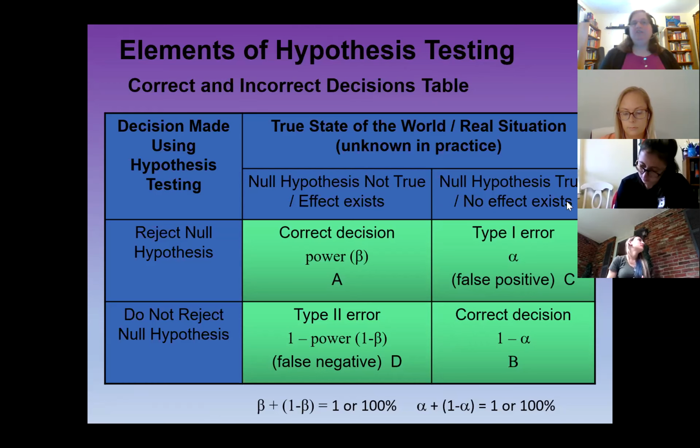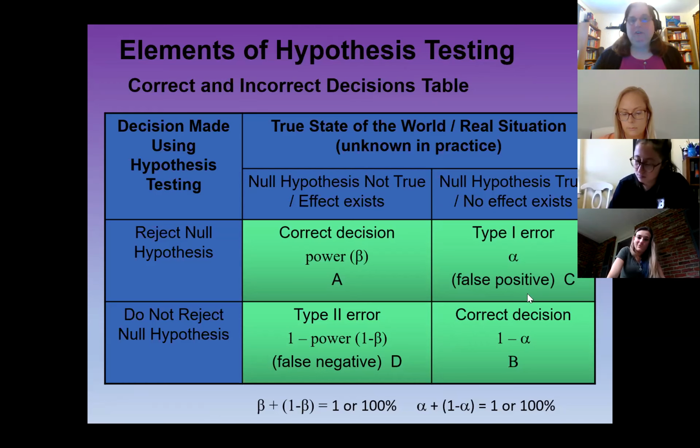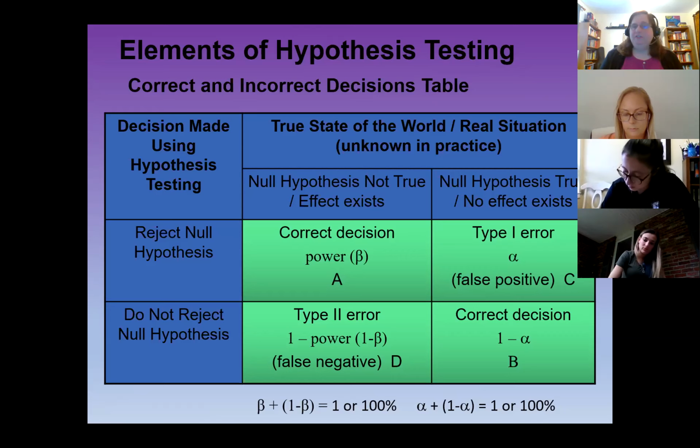Okay, now let's change gears and say that there's no effect. There's no effect, no difference, no whatever. And I do not reject the null. Then I made a correct decision. That's 1 minus alpha.